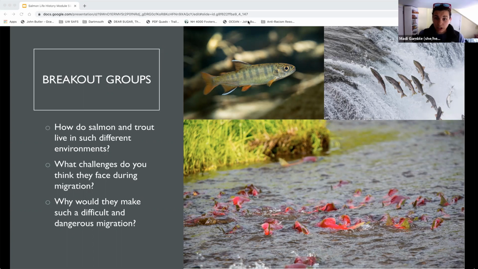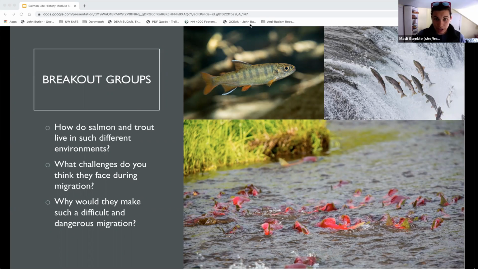Juvenile salmon also change color before they migrate to saltwater. In rivers and streams, they're colorful and spotted to blend in with the rocky river bottoms. But when they get to the ocean, they are silvery with darker backs and white stomachs for better camouflage in open water. Second question, what challenges do you think salmon face during migration?